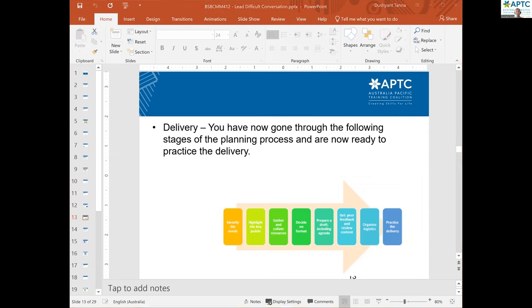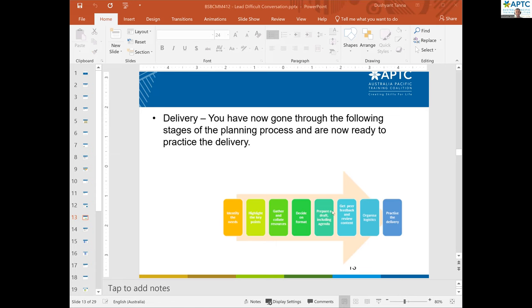Delivery. You have now gone through the following stages of planning. Sorry, it's a bit tiny. I can't really help that a bit.